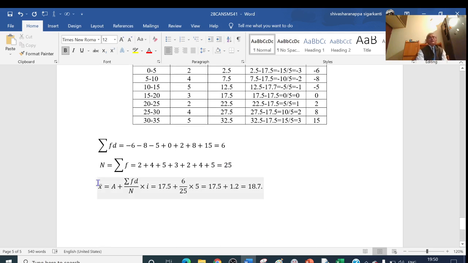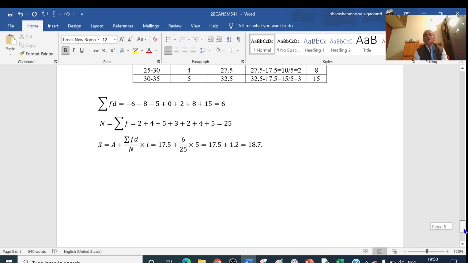And this is the formula. X bar equal to a plus sigma fd by n into i. We have to write a equal to 17.5 plus sigma fd is 6 by n is 25 into 5, for i equal to 5 here. That is 17.5 plus, 5 into 5 gets cancelled, this is 6 by 5. 6 by 5 is nothing but 1.2. 17.5 plus 1.2 is equal to 18.7. So this is the arithmetic mean by the step deviation method.